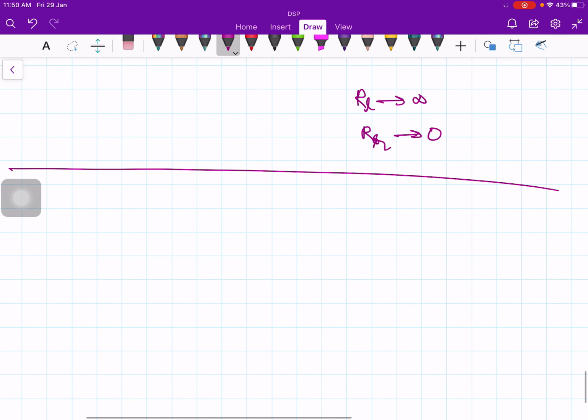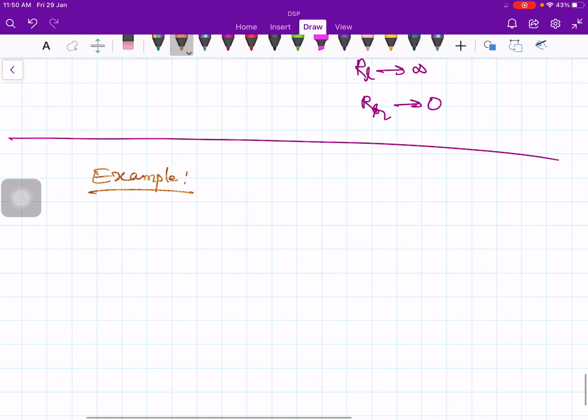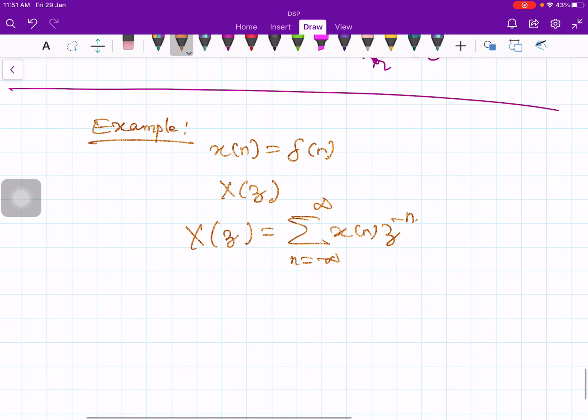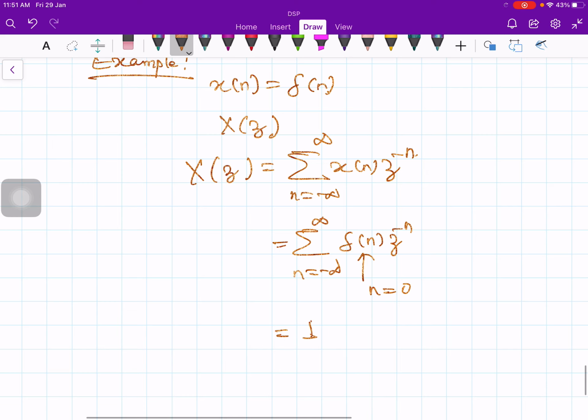Now let us take some examples to illustrate this fact. First, take the simplest example. x of n is equal to del of n. So the question is, what is the Z transform of del of n? By definition, X of z is equal to summation of x of n z to the minus n, and the limit is minus infinity to plus infinity. But del of n exists for n equal to 0 only. So this is equal to 1.